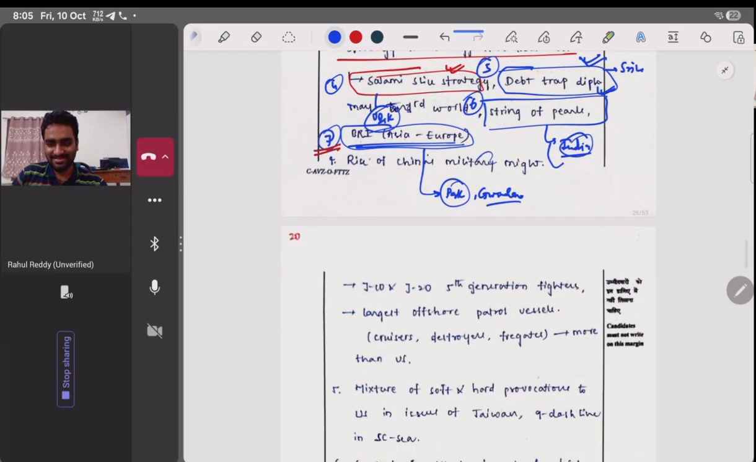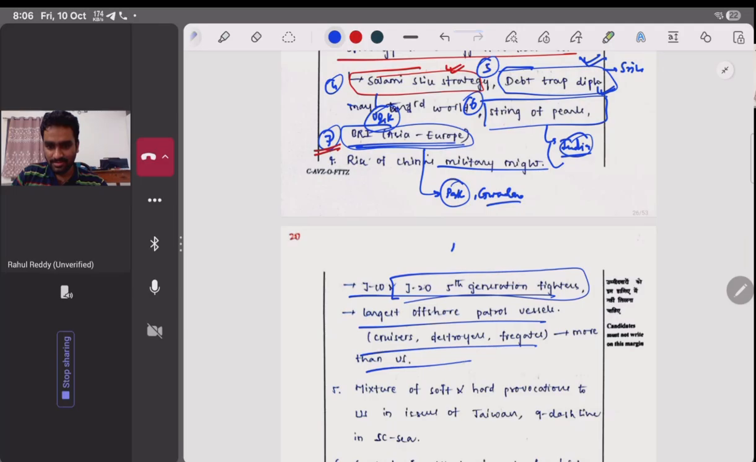Rise of China, military might, J20 fifth generation. Then the AI revolution. You haven't mentioned AI, TikTok, the role of TikTok. TikTok's valuation is more than YouTube, if you know.